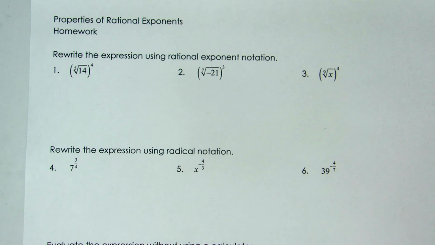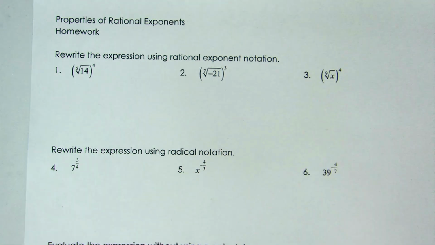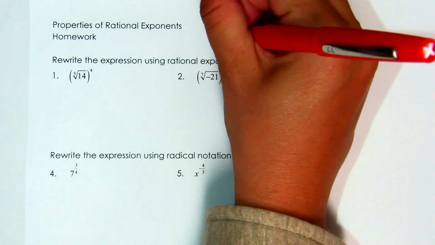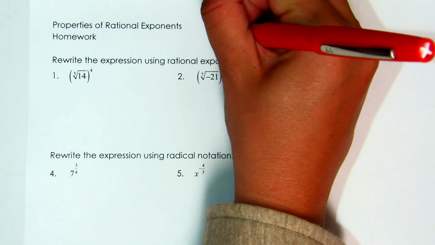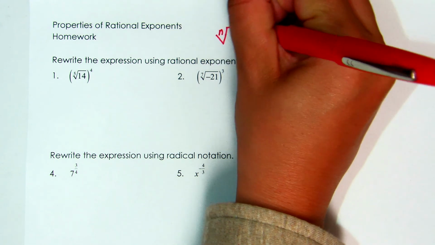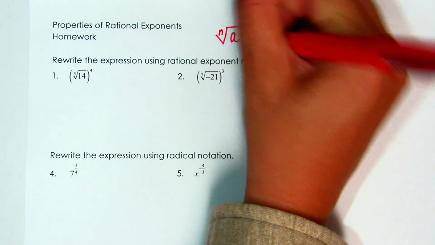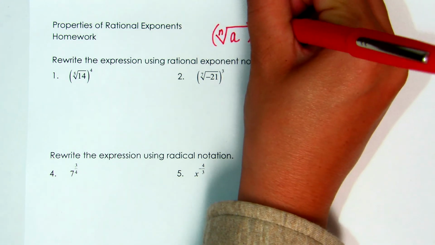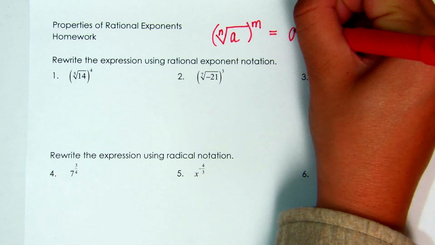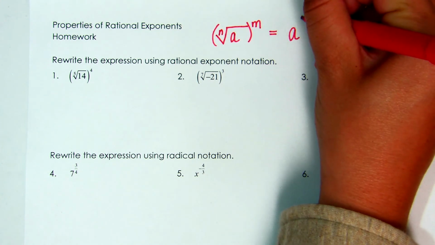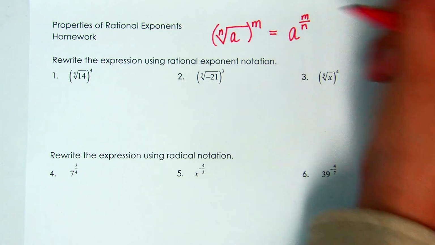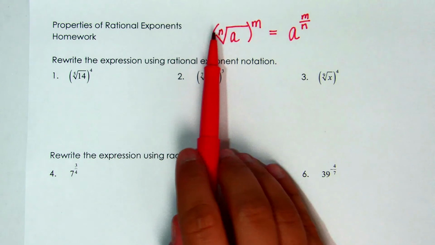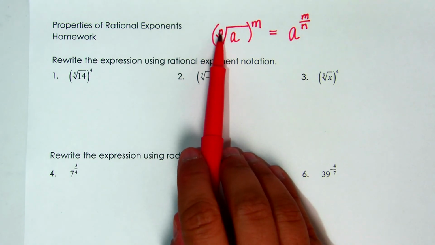Properties of rational exponents. So we're going to write on the top the rule that we learned in class today so that we can remember how to rewrite. If I have the nth root of a number, we're going to call that number a, raised to the m power, then I have a to the m over n. So the number in the root goes in the bottom of the exponent.